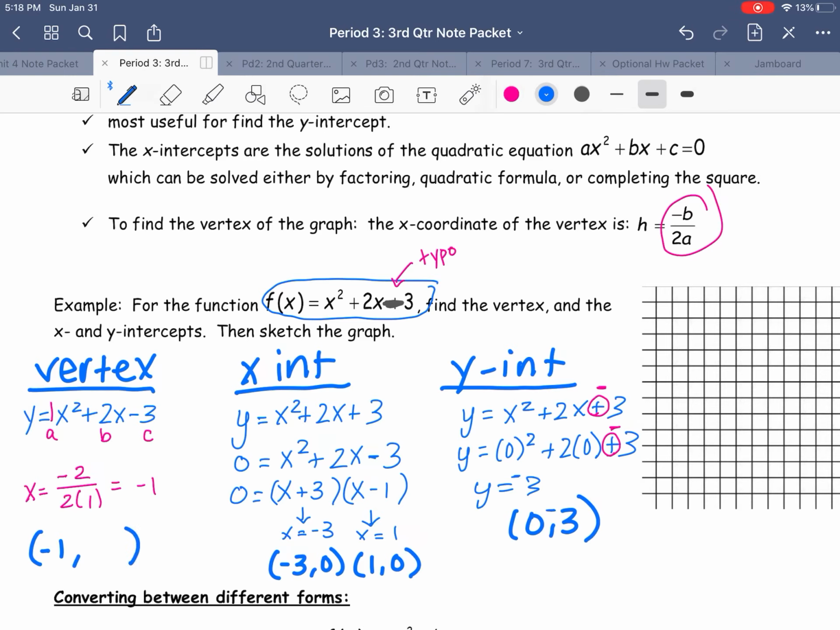Now, what's my y-coordinate going to be? To find my y-coordinate, I go back into my equation and plug in -1 for x. -1 squared, and just simplify that, and I get -4.